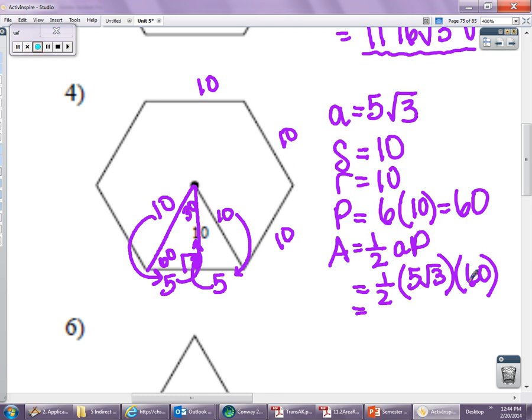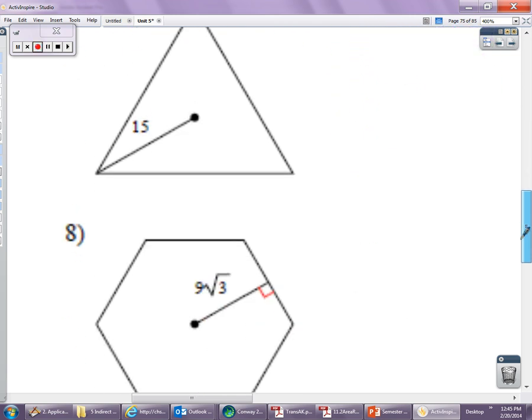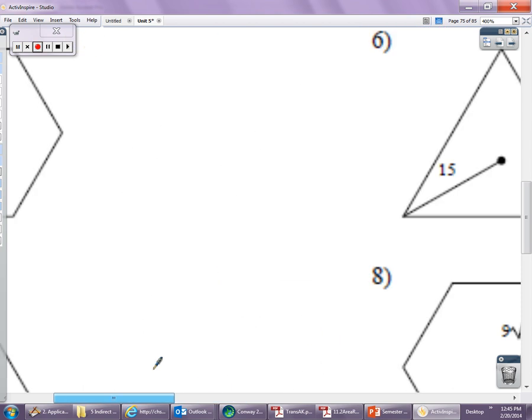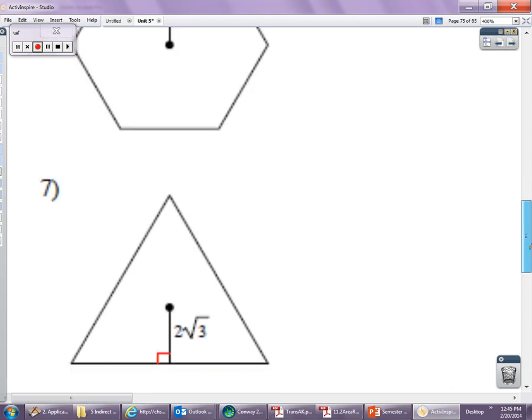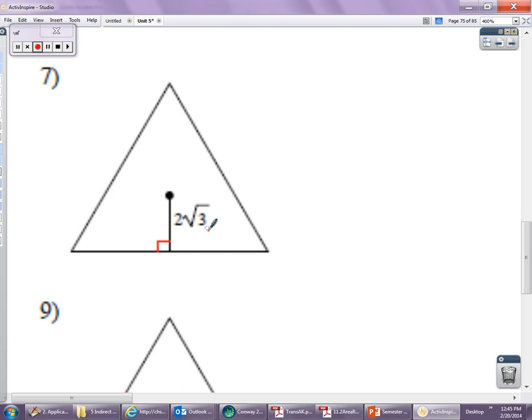Half of 60 is 30. 30 times 5 is 150. Bring down the root 3, and that's a unit square. Okay? Let's take a look at a triangle. Okay? I think in class we did 7 together, so let's take a look at number 7.